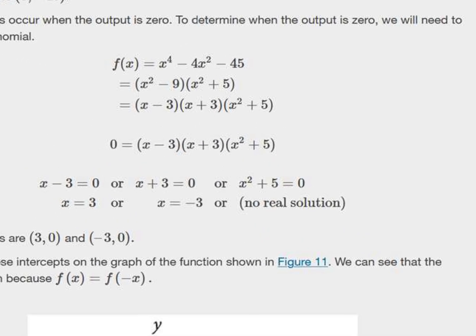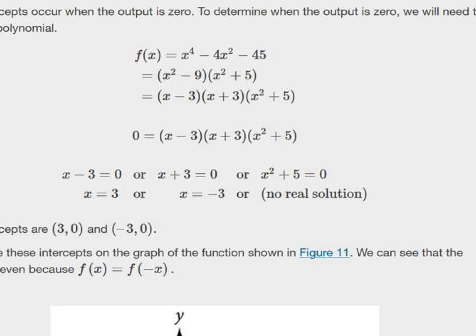They factored it differently than me. Okay, I see what they did. Same thing. You still got the same answers. 3, negative 3, and then this gave no real solutions. I see what they did. They took the x squared minus 9 and wrote it as x plus 3 times x minus 3. That's cool. That's cool.